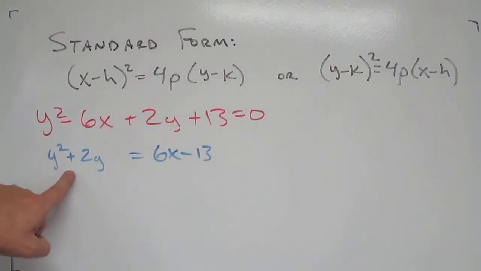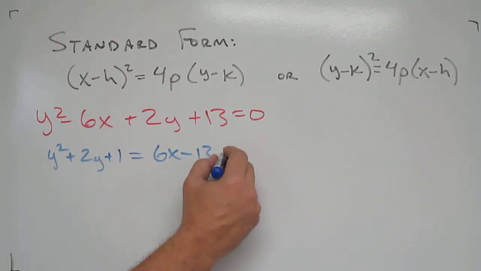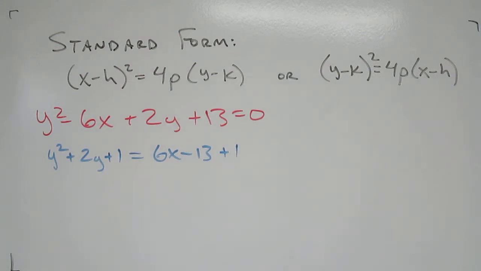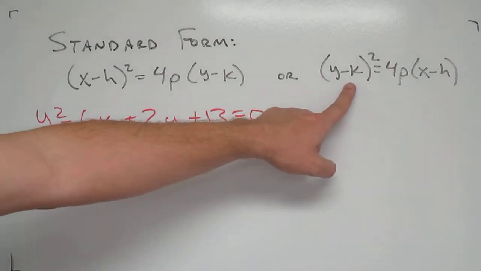If I wanted to complete the square here, to make this a perfect square, I have to take half of 2 and square it and add 1. And if I add 1 to this side, I need to balance it by adding 1 to that side. So the left side now is going to be y plus 1 squared. Okay? It's looking very similar to this.